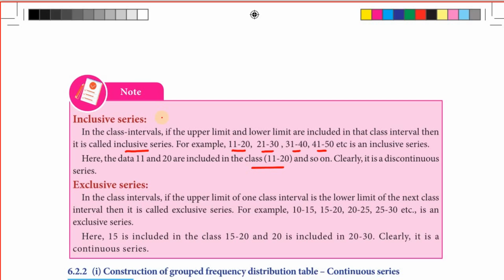Now, what's an exclusive series? Well, if the upper limit of one class interval is the lower limit of the next class interval, then it is called exclusive series. Say, for example, 10 to 15, 15 to 20, this is an exclusive series. Why? Let us take this as an example. In 15 to 20, here 15 is included, but 20 is not included. Why? 20 is included in the next group, in the next class. So this is a sort of continuous series, you can say.